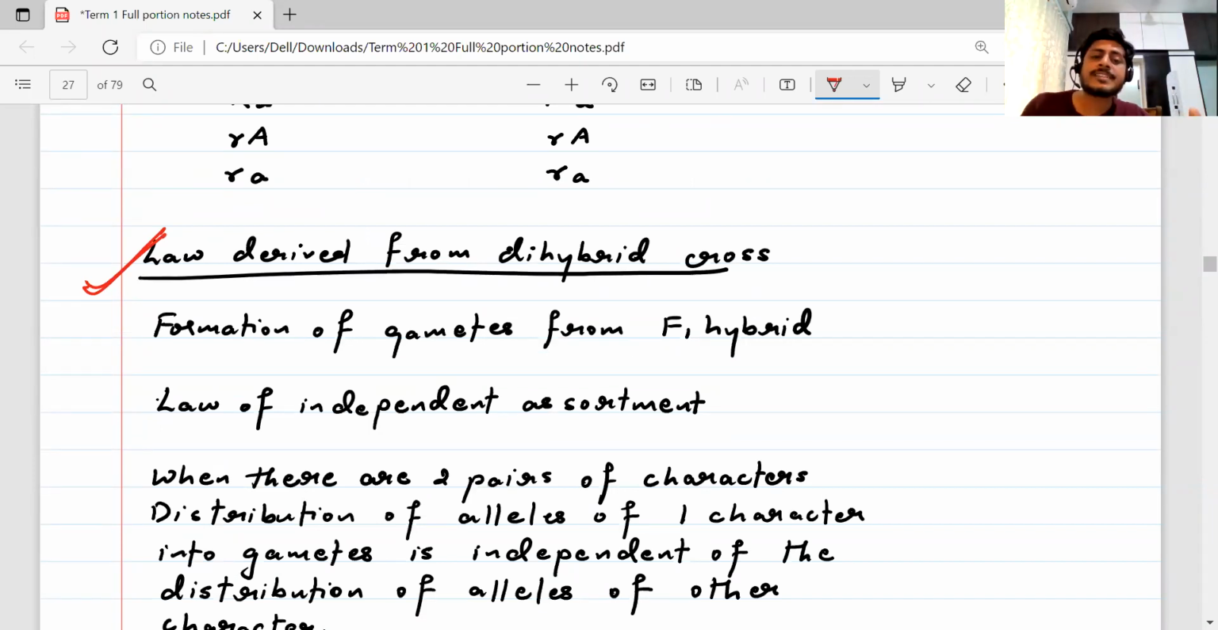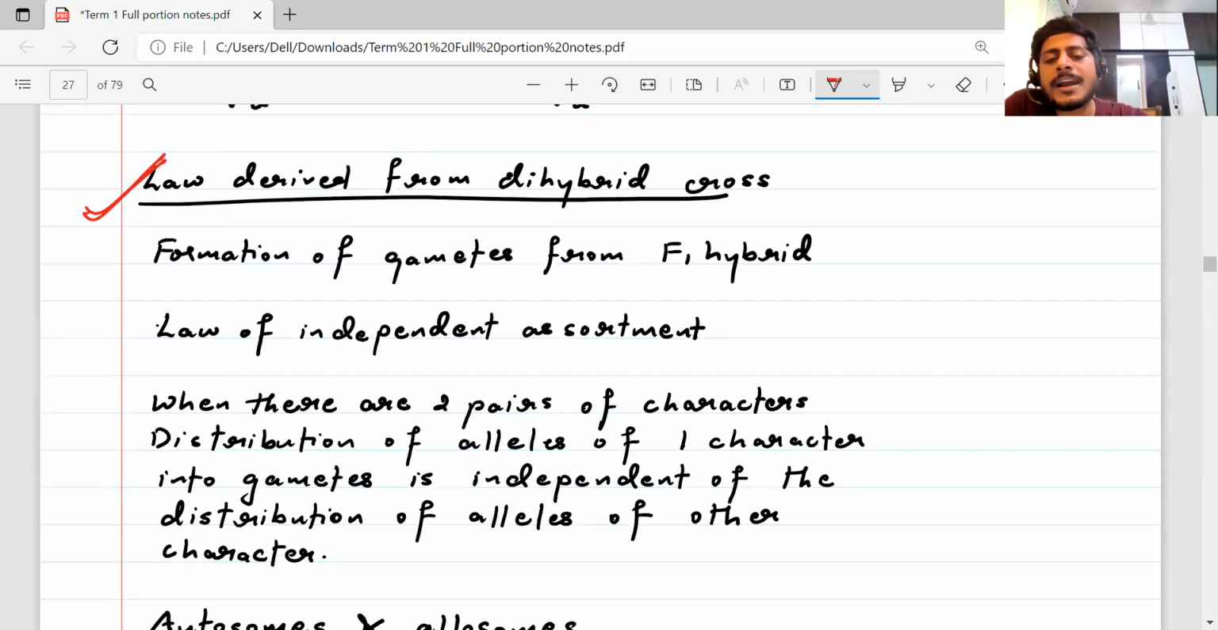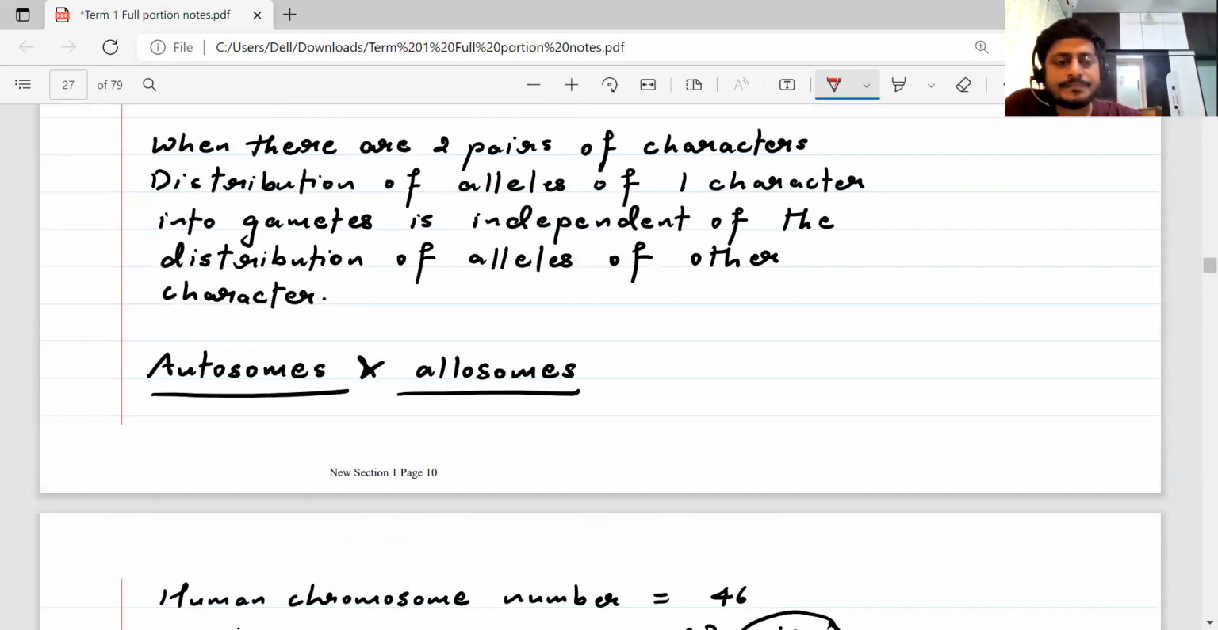So when there are two pairs of contrasting characters, the distribution of alleles of one character into the gamete is independent of the distribution of the other, which basically meant कि ये capital R कहाँ जाएगा, that is not based on कि ये capital A कहाँ जाएगा. So basically it says independent. Independent is free of. Assortment is separating. So they separate independent of the other character or independent of the other allele. So they move by themselves. They are free to combine with what they want. In short, they are free to combine with what they want. You have to learn the definition.